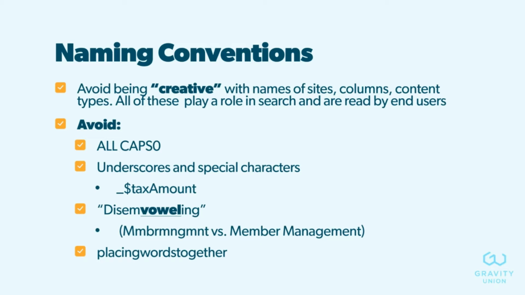Sometimes we need to create a distinct content type or column, and we want to use tax amount, but it's already taken, so we add underscores or remove spaces or add dollar signs. And when we do that, it takes an extra second. And maybe you're thinking to yourself right now, well, that's not a big deal.